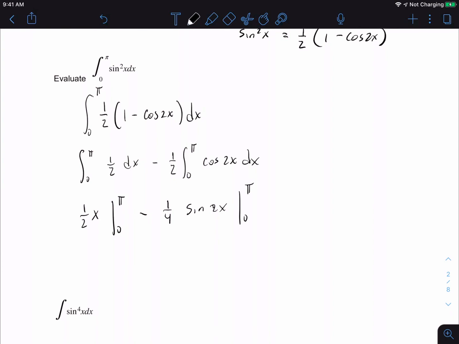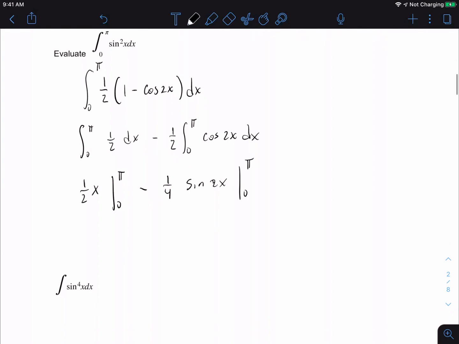There might be a question there. I can come back to that in just a second. And then when we evaluate, I'm going to get 1/2 pi minus sine of 2 pi is 0. So that's going to be 0. And then with the zeros, we're going to get 0. So our answer ends up being 1/2 pi.